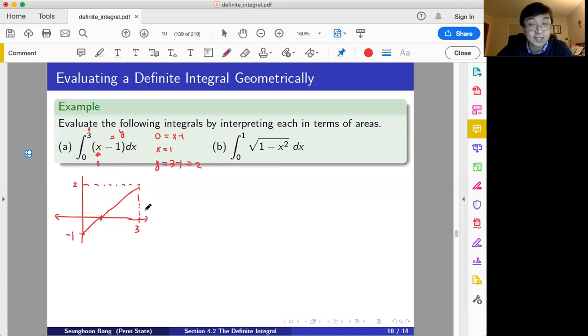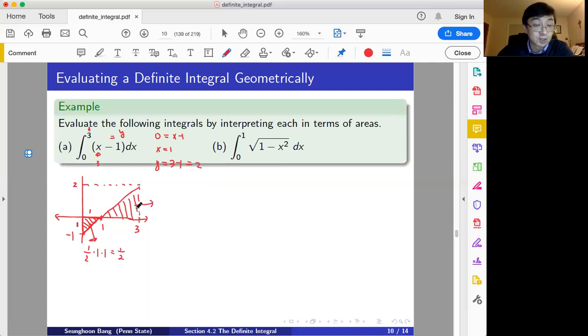So what is the geometric meaning of a definite integral? You can find this area. This is the idea. What is this area? This is a right triangle, so the area is one half base times height. The base is 1, the height is 1. So 1/2 times 1 times 1. We have 1 over 2.